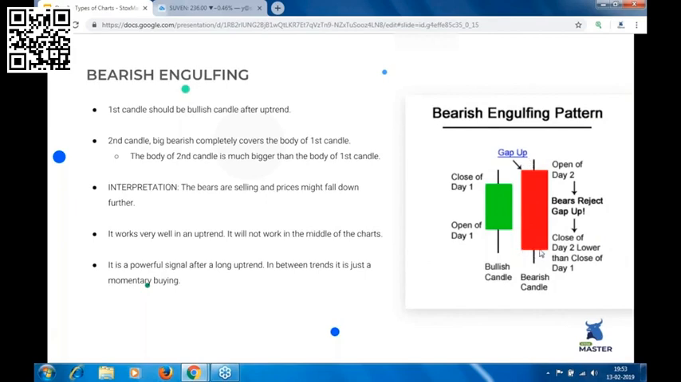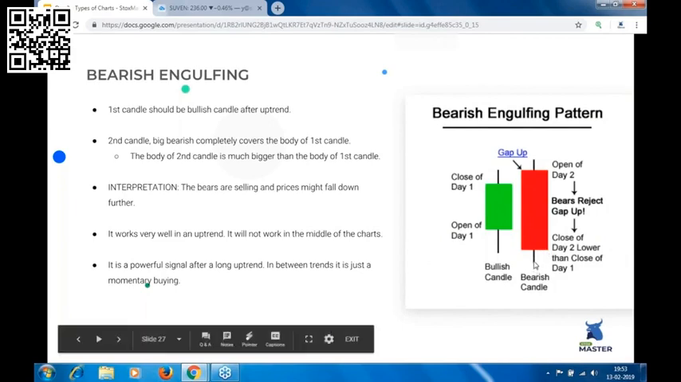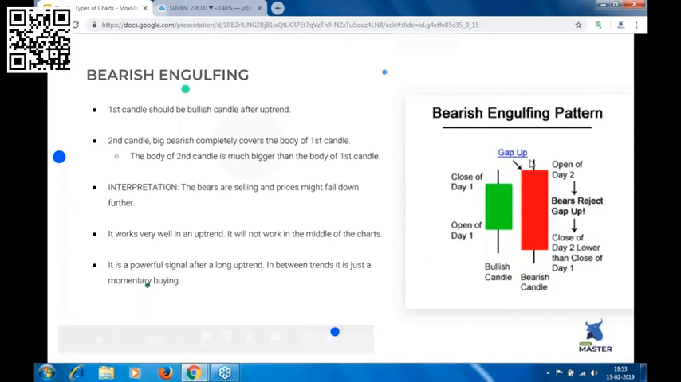Whenever we see a bearish engulfing candle, this is a clear indication that the trend of the market is changing, and we can sell below the low of this candle, and we can keep our stop loss above the high of this candle. The interpretation of this candle is that the bears are selling and the prices might fall further.